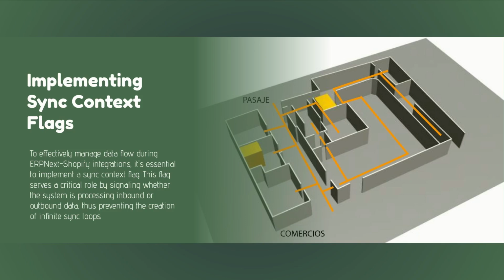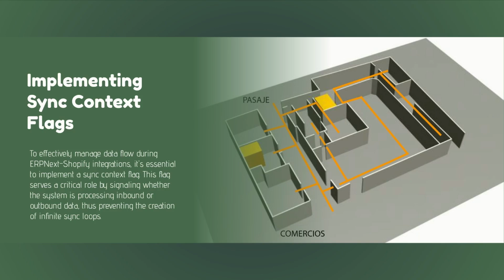So how do you implement the sync context then? A sync context is another way that you can save your system, or save your customer, from the problem of having an infinite loop. It is a flag that you put in your design that tells the system what is exactly happening in the process that you are doing. It is a kind of signal that says, hey ERPNext, this is an inbound call, so do not trigger outbound.